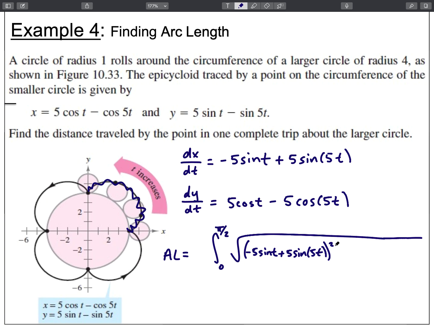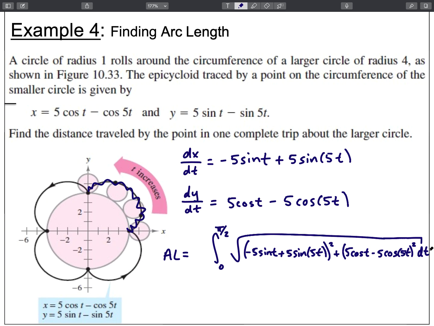And we can do the same thing for dy/dt. I'm going to try to fit it in here. Hopefully I can. So how about 5 cosine of t minus 5 cosine of 5t, and that quantity is going to be squared. And then, of course, dt to show that this antiderivative is going to be in terms of time.